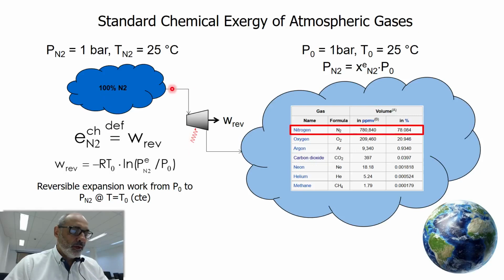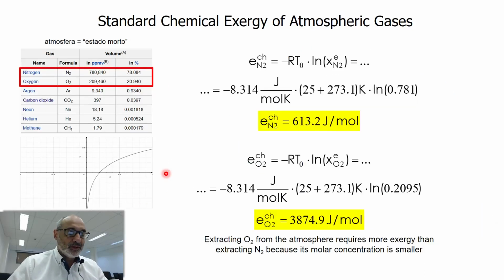Isothermal expansion, when we apply the first law of thermodynamics here, I obtain this equation here. And I'm also using the fact that N2 in this situation may be considered a perfect gas. So this work I know how to calculate. It's very simple. It's RT0 times Ln of the partial pressure of N2 in the environment divided by the total pressure. So it's easy to calculate. But let's calculate chemical exergies of some atmospheric gases, just to show you the results and how we can use these results.